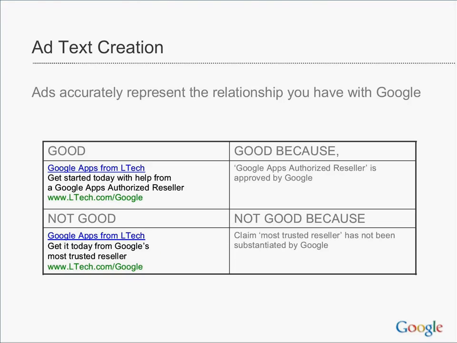Now part of our Google branding guidelines ensures that you should accurately represent the relationship you have with Google. As you can see in the example here, in the first ad, get started today with help from a Google Apps authorized reseller. As you all know, this is an approved designation for authorized resellers in our program. Now the second ad, most trusted reseller, is not a claim that's been substantiated by Google, and that's not a claim that you should use in your ad text.